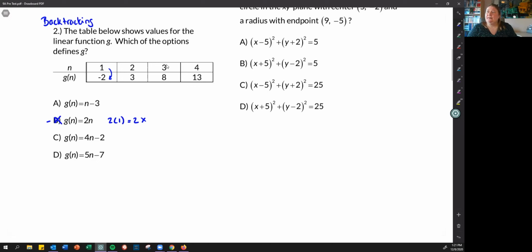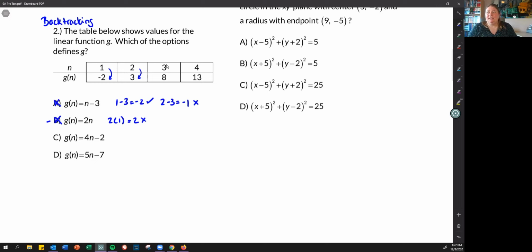So let's try this one. If I plug in 1 for n, do I get -2? Yeah, that works out. So I can't cross off A yet, but I can check the second pair of numbers here. If I plug in 2, will I get 3? Two minus 3 is -1. Well, no, I wanted to get +3. This function is not satisfying that point, so A is out.